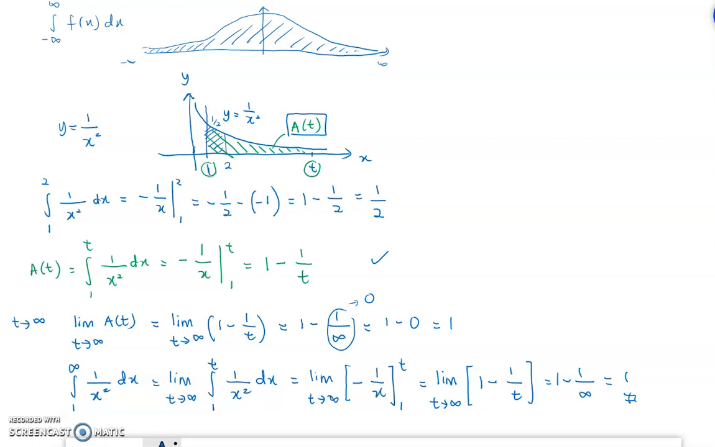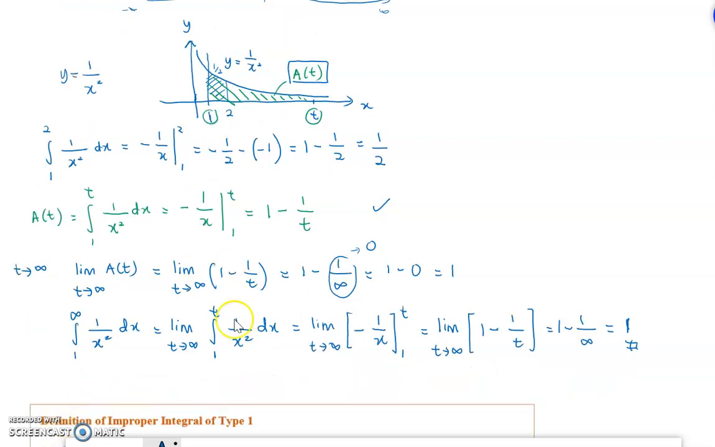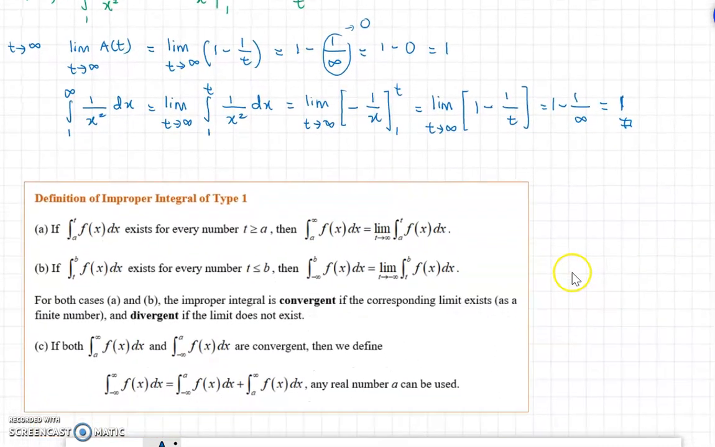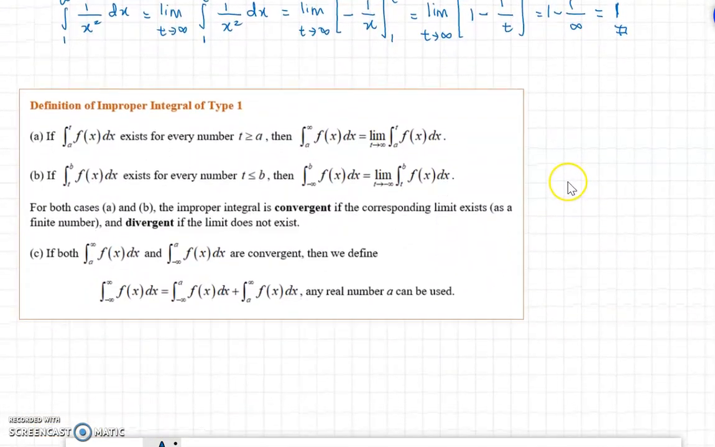Even though the limit is from 1 to infinity, which is supposed to be an infinite curve, in this case of 1 over x squared, you can see that the area under the curve from 1 to infinity is equal to 1. So it is a finite number, which means that this limit is convergent.